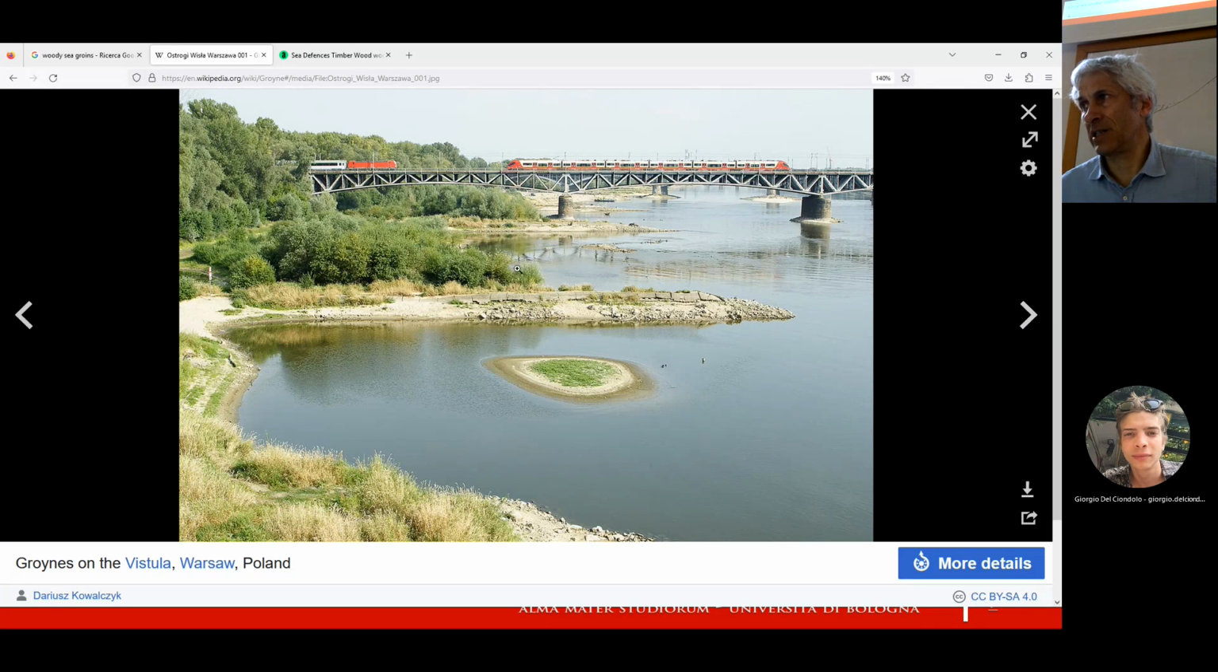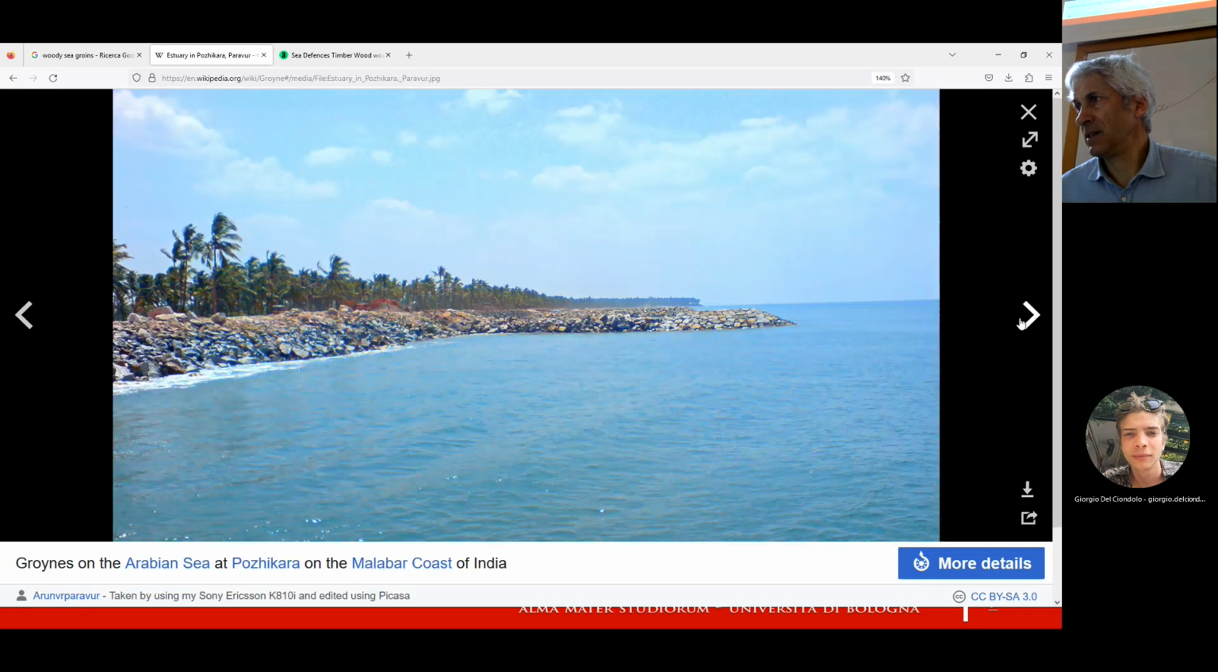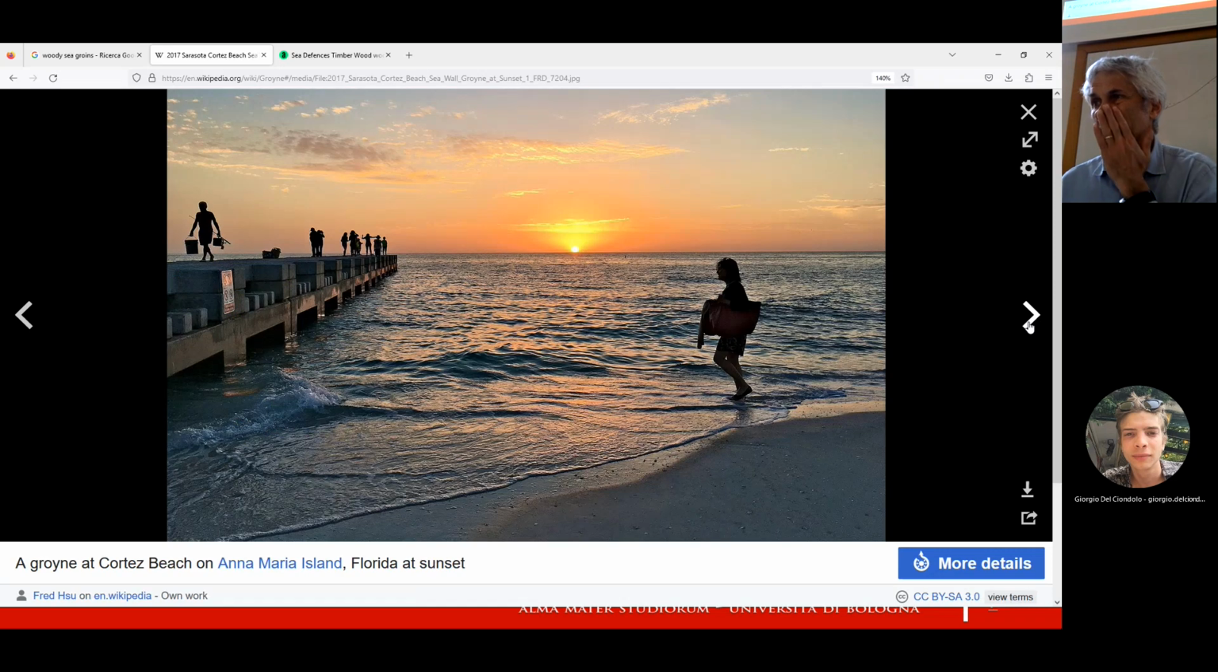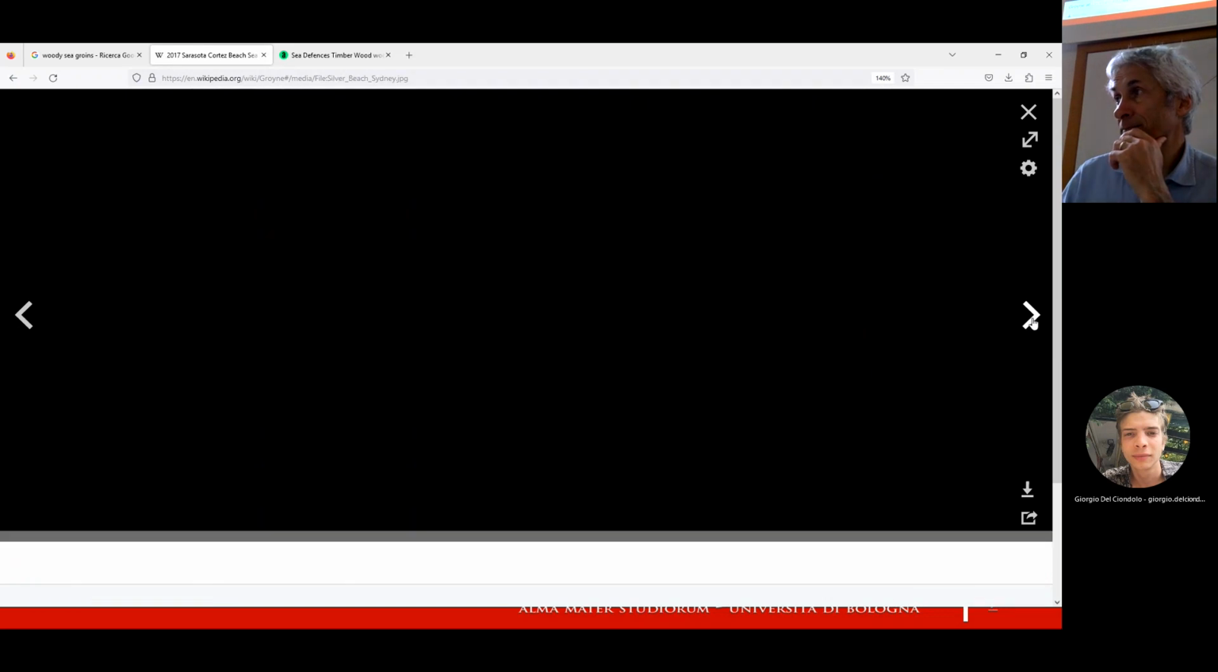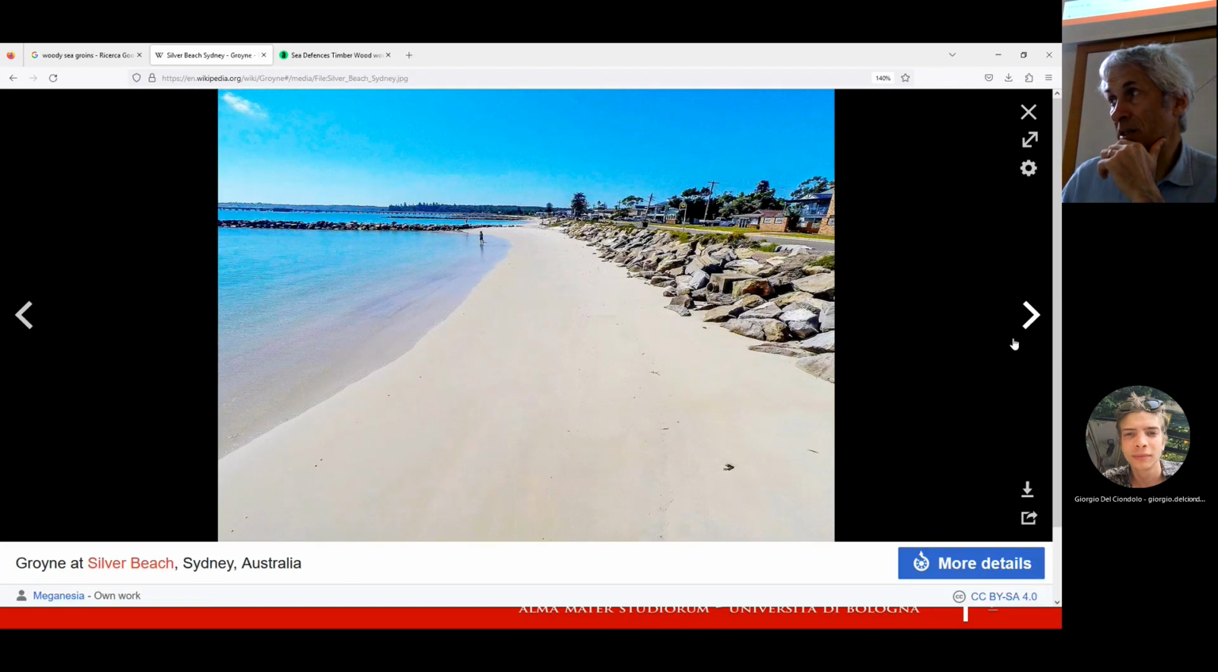Here you can see once again the difference in the position of the coastline, etc. This is a coastal groin coupled with revetments, I would say. And this is a groin that is made by a concrete structure, but it's permeable. You see that it's permeable. Again, these are boulder groins.